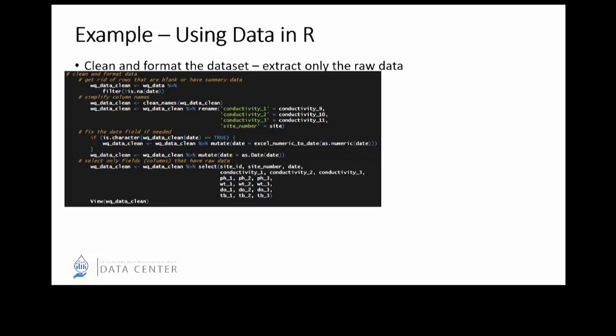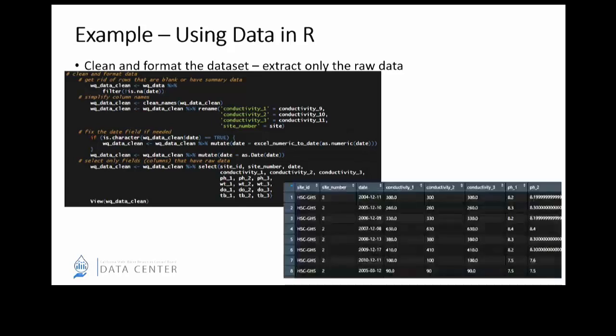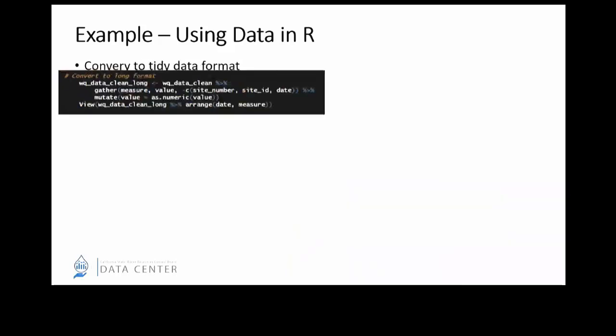Like here, I'm just filtering out everything where the date is missing. And then I'm going to simplify some of the column names just to make them easier to work with in R. Make sure that the date field is working correctly, that it got imported. All right. And then finally, just selecting the columns that I want that have the raw data. Again, there's a select verb there that does that. And then if I look at that data, now it looks hopefully a lot cleaner. It just has the raw data that we want.